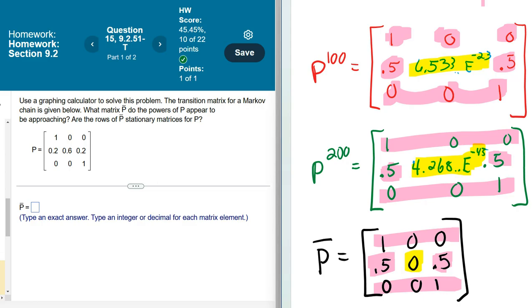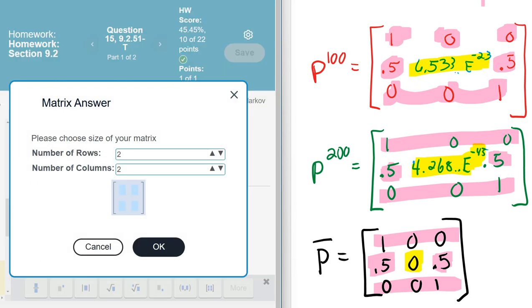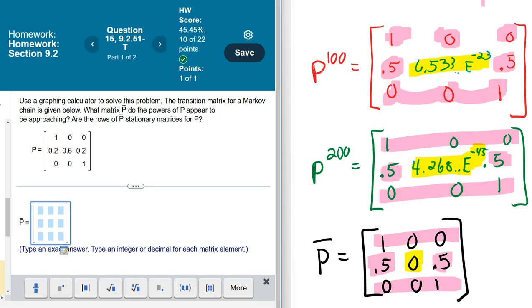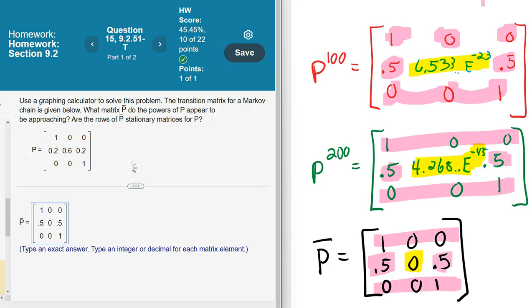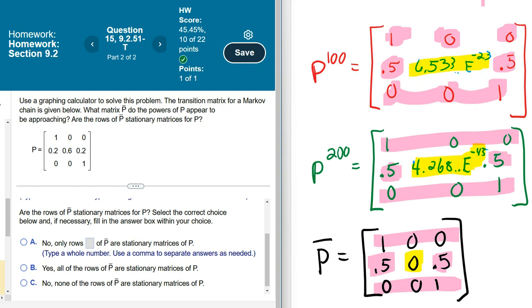So I'm going to come over here to my math lab, click on the box. My toolbox opens. I'm going to click on the matrix button, and I need a 3 by 3. So use these arrow buttons and go up. 3 by 3 magically appears. Click OK. And then I'm going to type in 1, 0, 0, 0.5, 0, 0.5, 0, 0, 1. And excellent. Okay, now the next question shows up.